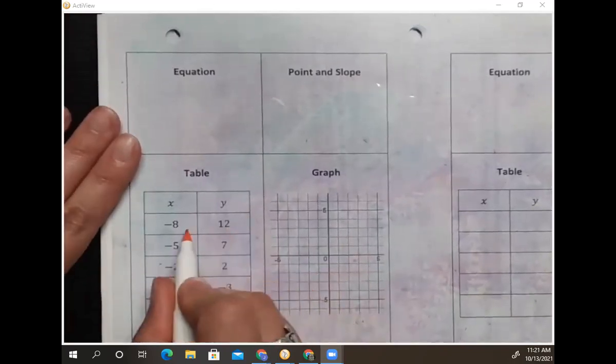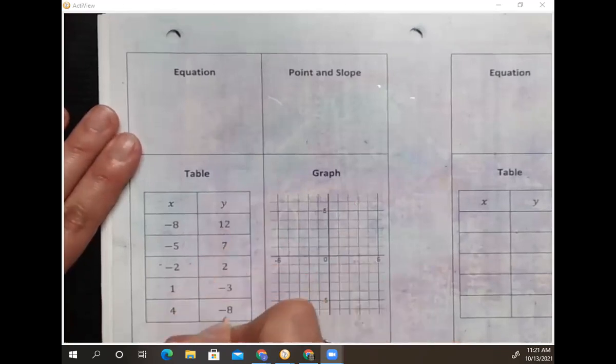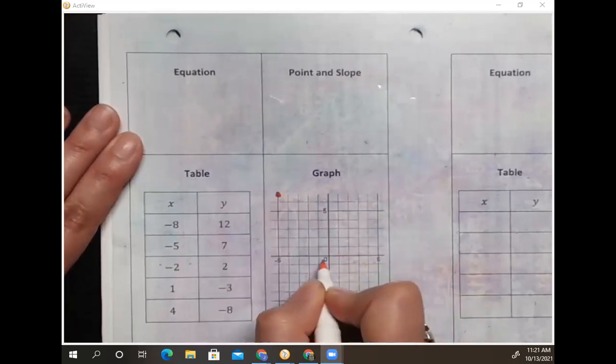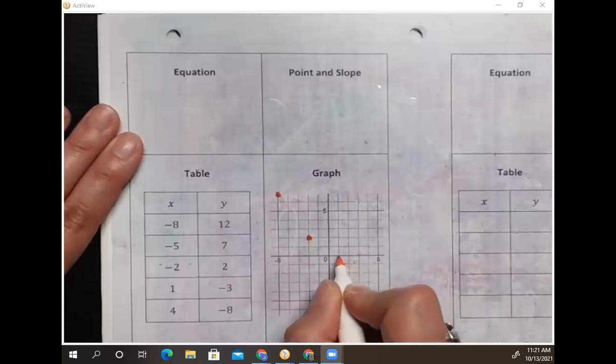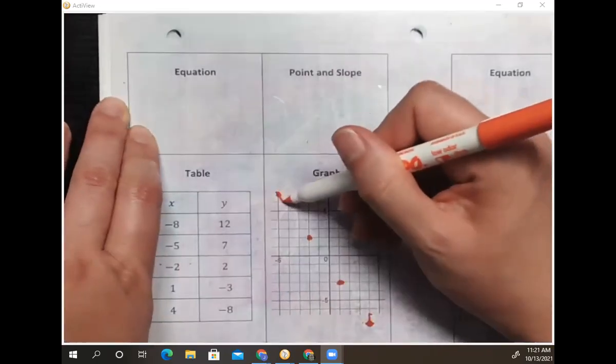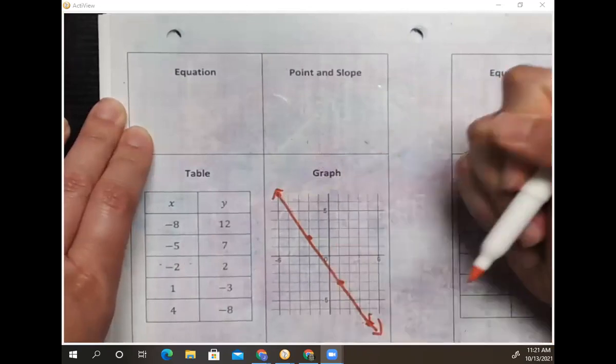Now this first one is going to be off my table here. It's going to be way up here somewhere. So I'm not going to be able to plot that one, but I can plot the rest of these. -5, 7, -2, 2, 1, 1, 2, 3, and 4, 8. There's 7, 8 would be right about there. Okay. Always minimum of 3 points for your graph. Then connect them and draw your arrows.